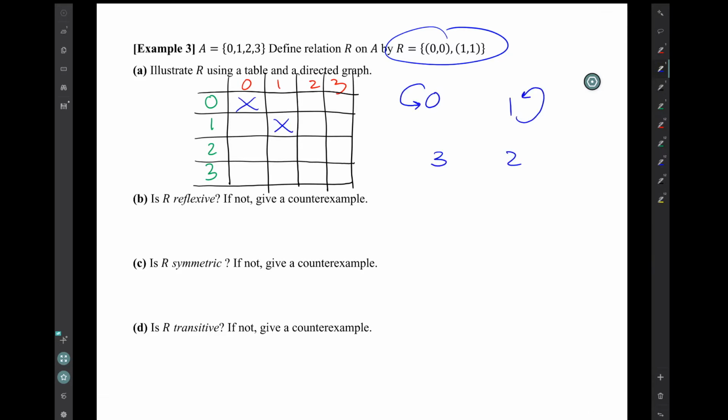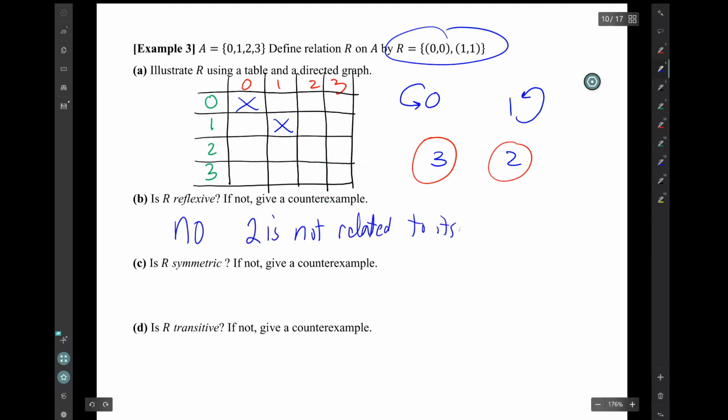Is this relation reflexive? Well, you can see no, because there's no loop there, there's no loop there. These two cells in the diagonal are not filled in. So this relation is not reflexive. Is it symmetric? Yes, because you can see that this table is symmetric across the main diagonal.